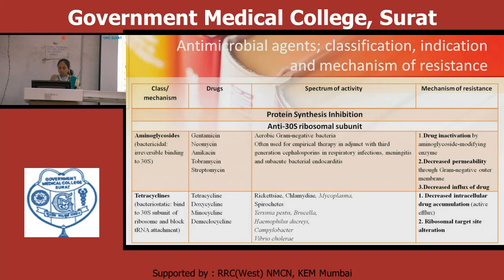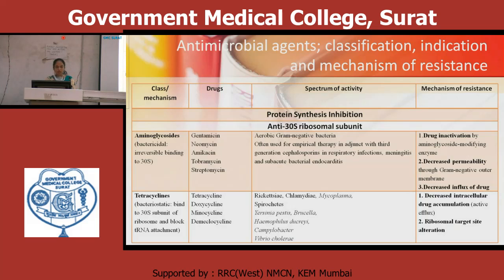demeclocycline. Protein synthesis inhibitors, spectrum is Rickettsia, Chlamydia, Mycoplasma, Spirochetes, Yersinia pestis, Brucella, Haemophilus ducreyi, Campylobacter and Vibrio cholerae. Mechanism of resistance is decreased intracellular drug accumulation and ribosomal target site alteration.